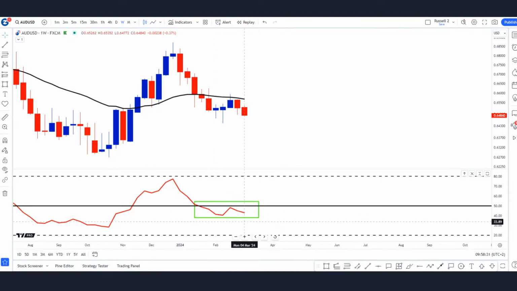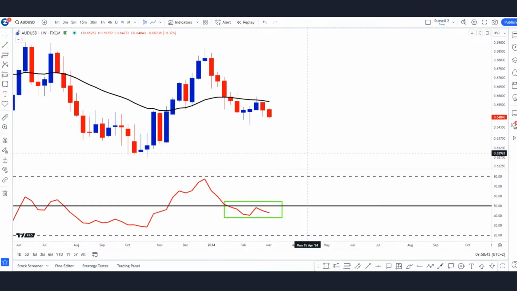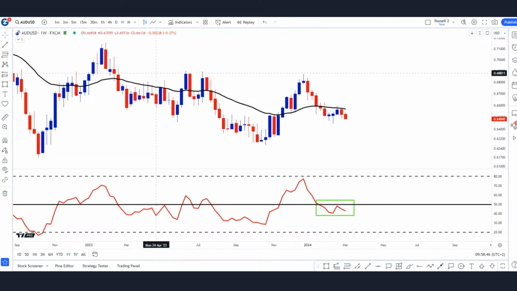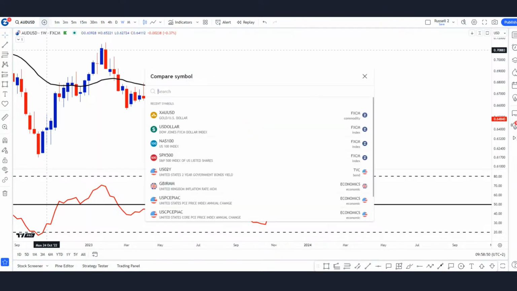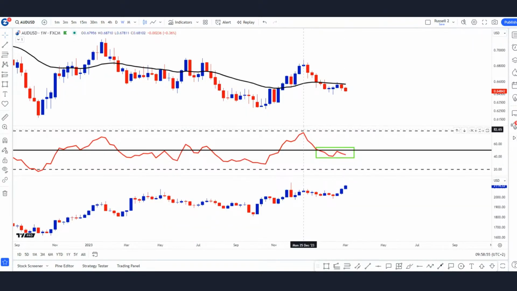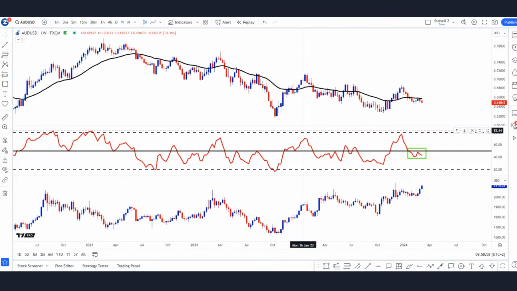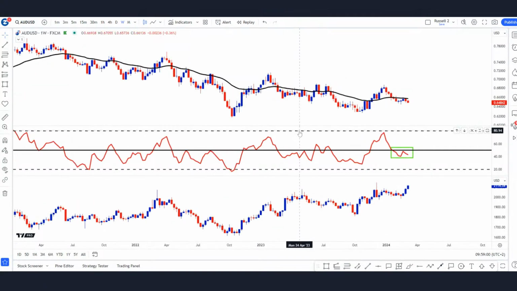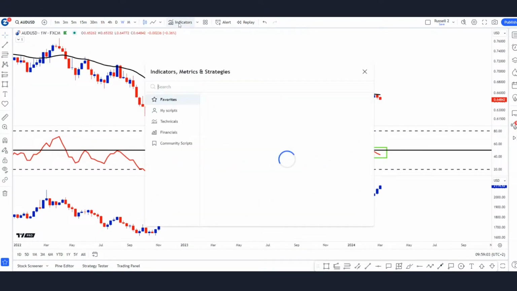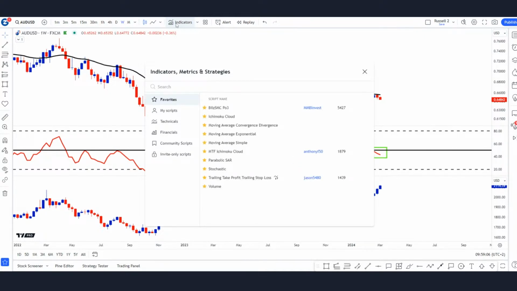The RSI is below 50. So Kim, if I had to say to you, do we have an upwards bias or a downwards bias here? The answer is we've got a downwards bias. What we can do is put the gold price underneath, and let's put in a correlation coefficient here.